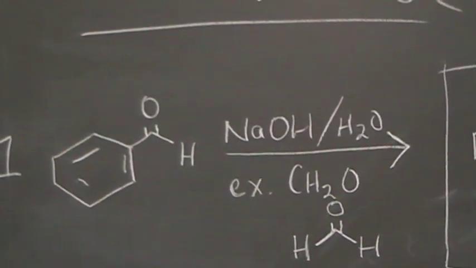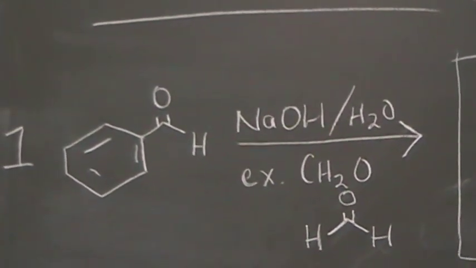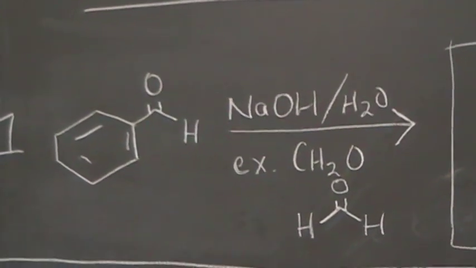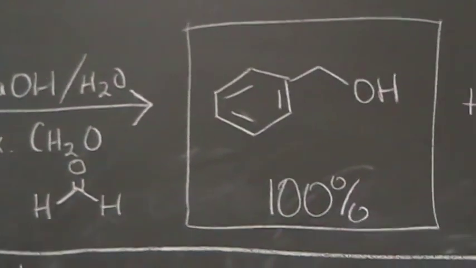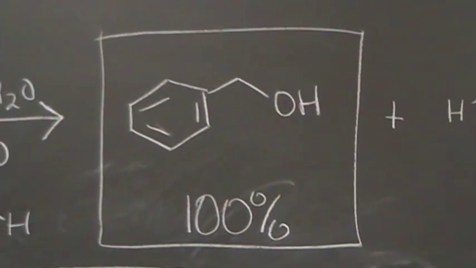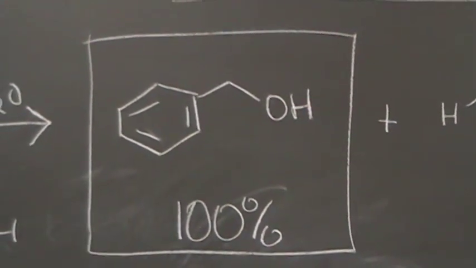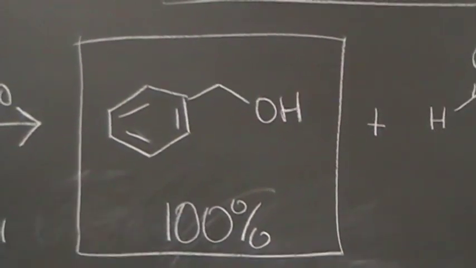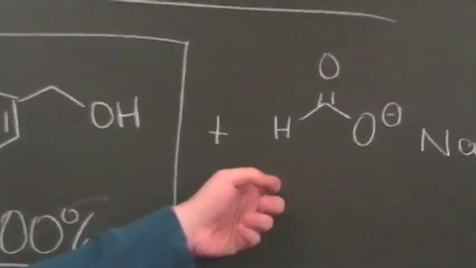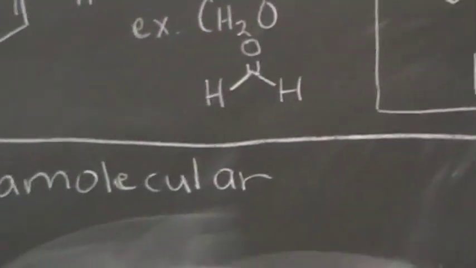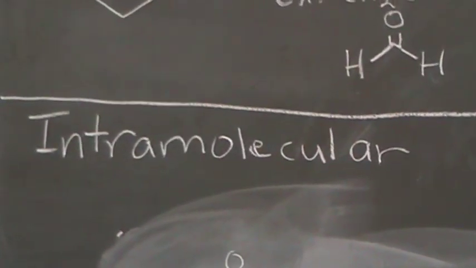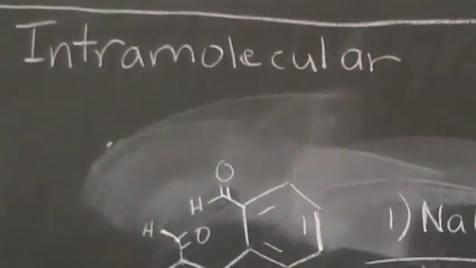We're going to react an aldehyde with NaOH, H2O, and an excess of formaldehyde. This is unique because it's selective for the alcohol. It's selective for reducing. So we're going to get 100% or close to that of the alcohol, and also formate ion as well. Another variation of the Cannizzaro reaction is the intramolecular Cannizzaro reaction.